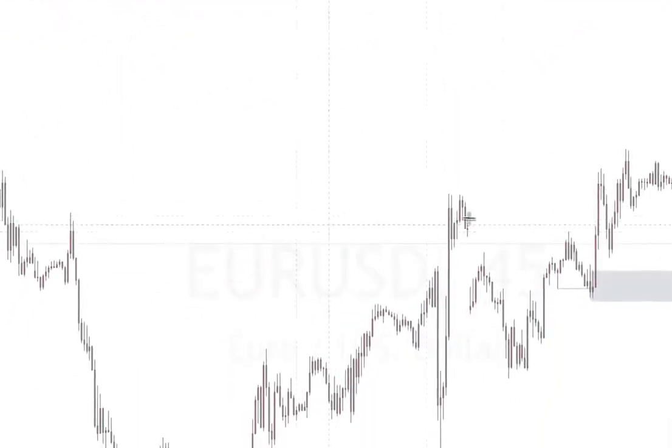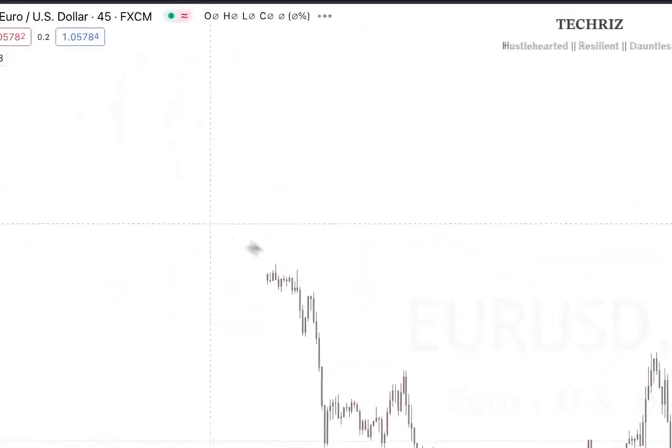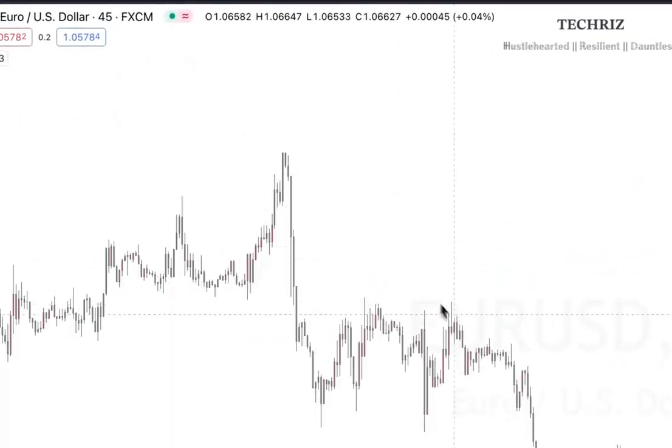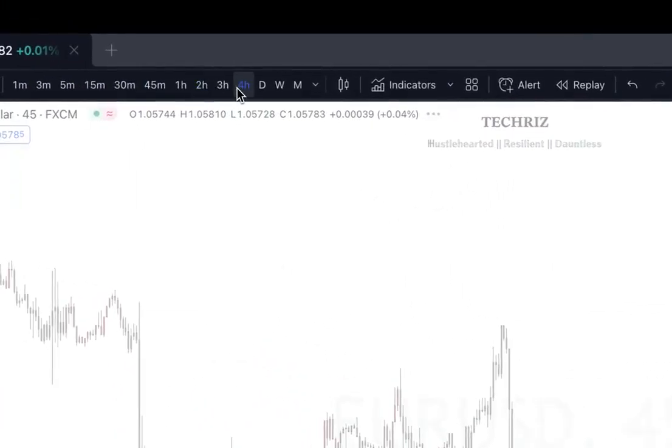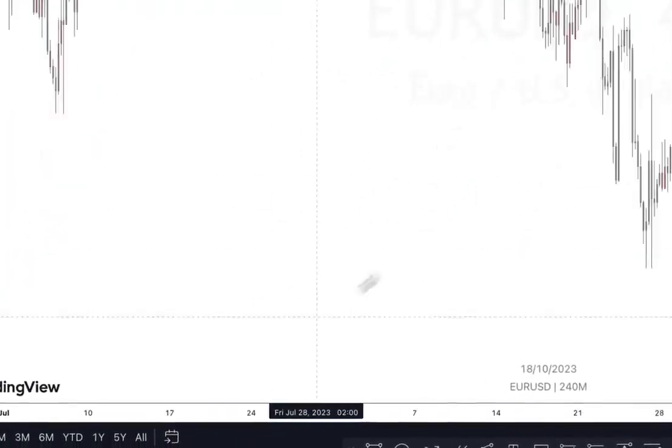So this is EURUSD. I'm going to be showing you a few things here. The market was previously in a very crazy downtrend from the higher time frame. You can see it.